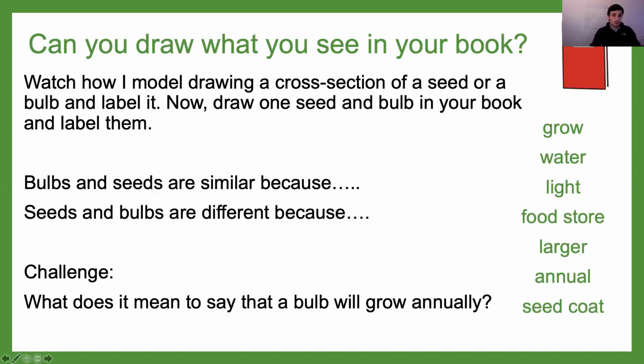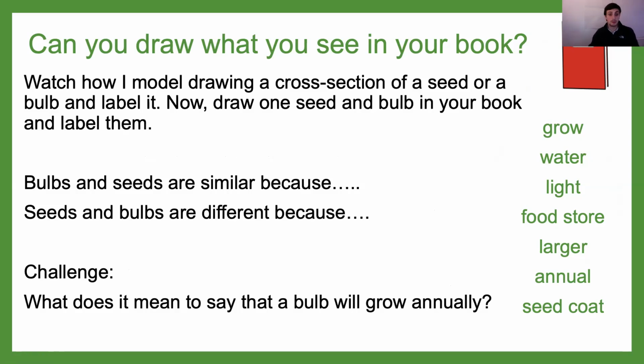Now, what I'd like you to do is go back and have a look when we were looking at the different bulbs and seeds. See if you can do a drawing of a seed or a bulb, and then use these words here to label it and write some sentences. So here's a sentence starter for you. Bulbs and seeds are similar because, and tell me why they're similar.